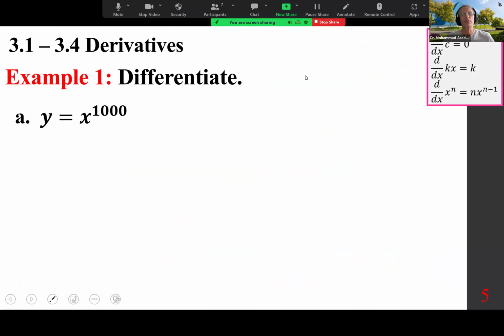As an example, on this page, if I want to differentiate y equals x to the power of 1000, this is the first example, I'm going to use the power rule. So 1000 sits in front and becomes the coefficient. And then we subtract 1 from that, it becomes 999. And you're done. It's that simple, instead of using the definition.